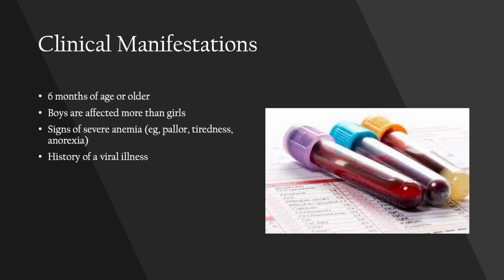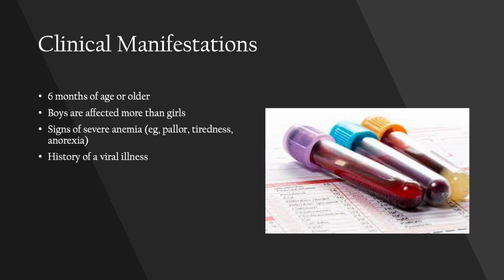TEC usually occurs in patients older than 6 months of age, specifically children between the ages of 1 and 4 years old. Boys are affected more often than girls. Signs of severe anemia, such as pallor, tiredness, and anorexia, will cause most patients to seek medical attention. There is a history of viral illness indicated by symptoms 2 to 3 months before the development of TEC, such as an upper respiratory tract infection and diarrhea.